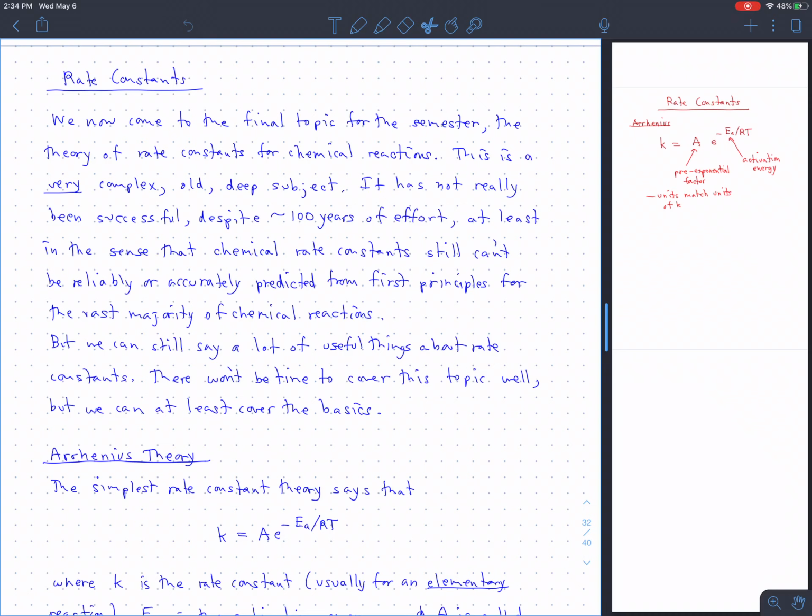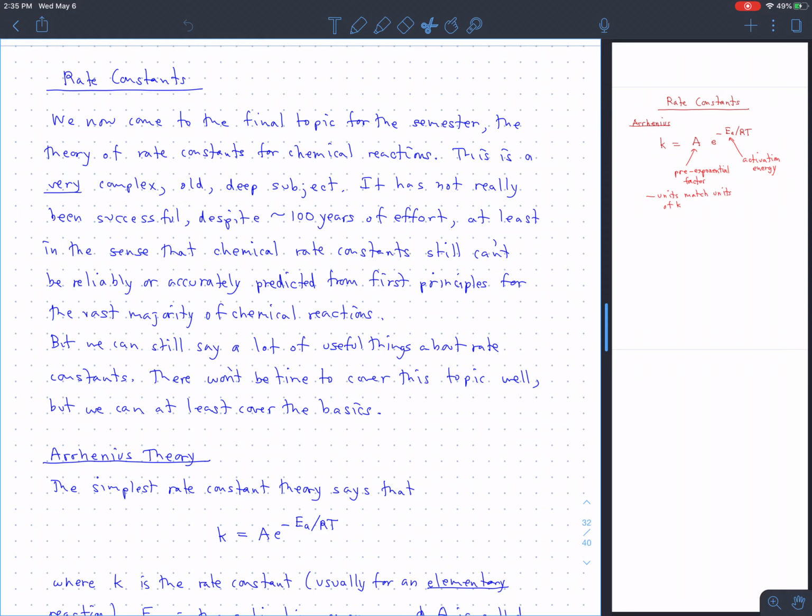All right, we are now on the last lecture, the last topic for the semester. There'll be some more video lectures after this, but those will all be review, especially going over practice final exam problems to get you ready for the final. So the last topic is the theory of rate constants.